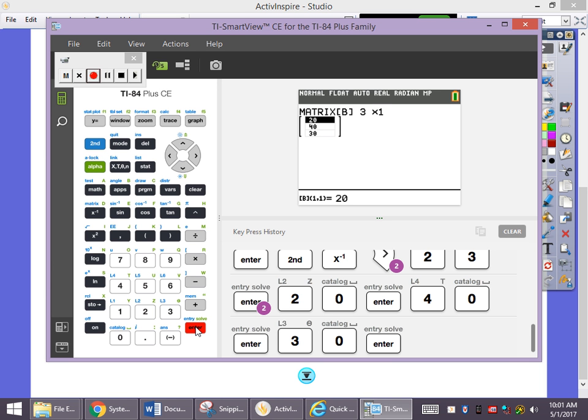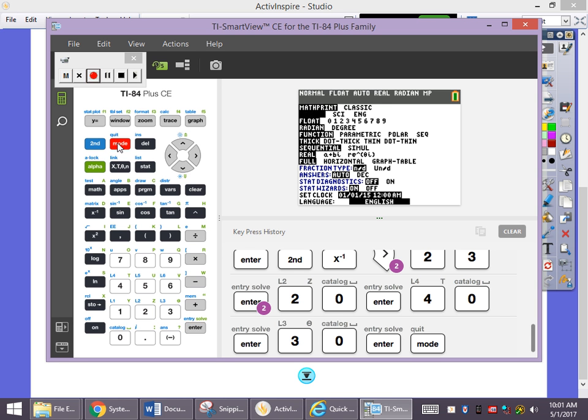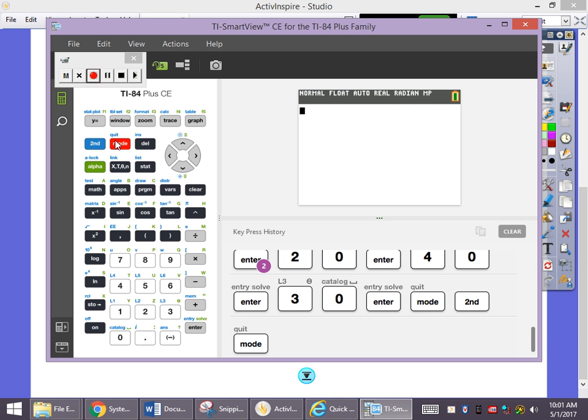Now please do second mode, which is, oh, sorry. That's what I wanted to do. I wanted you to quit. I didn't hit second hard enough, sorry. Okay, so second mode, so it's quit. So I am at the home screen. The home screen is the blank screen, or for some of you it'll say done.